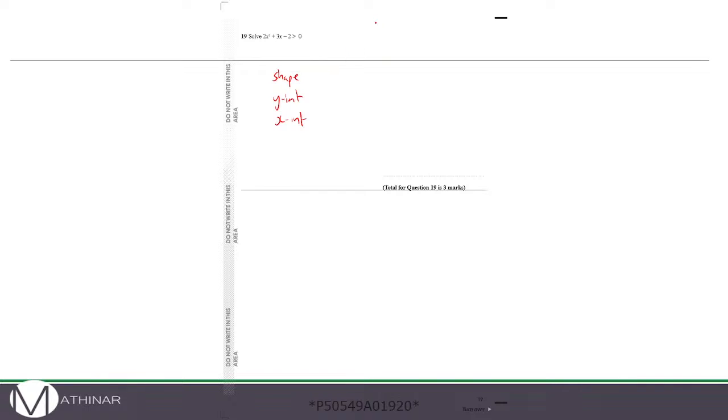So for the shape, we need to figure out, is it a U-shape or an upside down U-shape? Since the x squared coefficient is 2, it's bigger than 1, it's a U-shaped graph. If a is bigger than 0, it's this, and if a is smaller than 0, it's that. So the shape is a U-shaped graph. The y-intercept is -2.